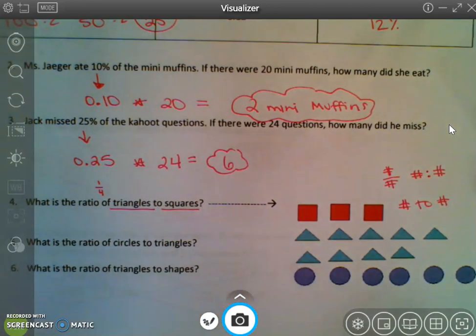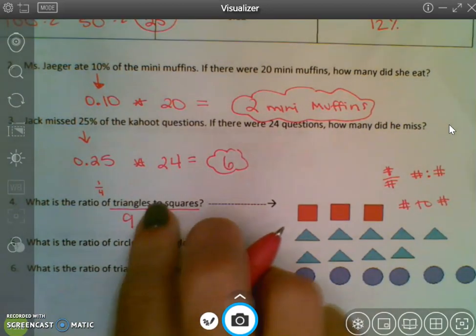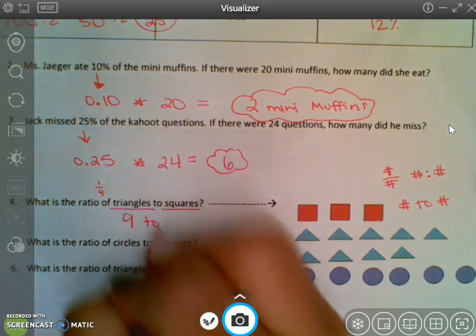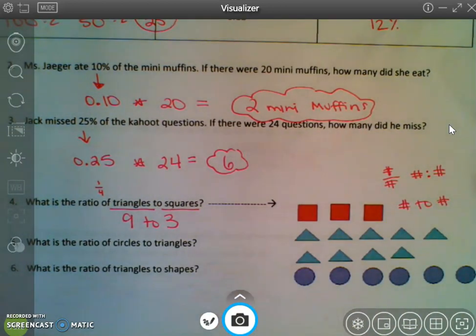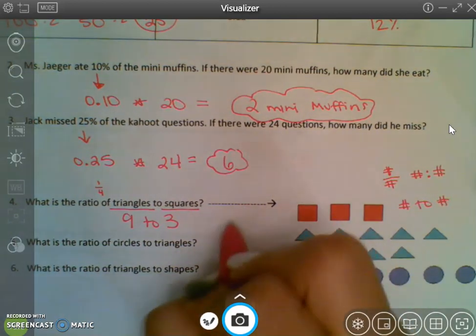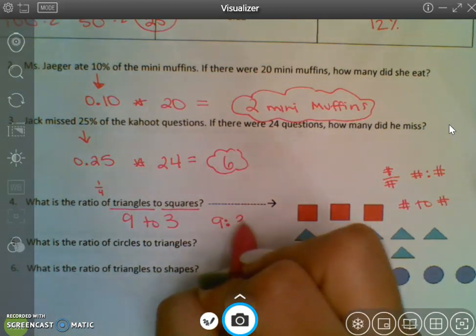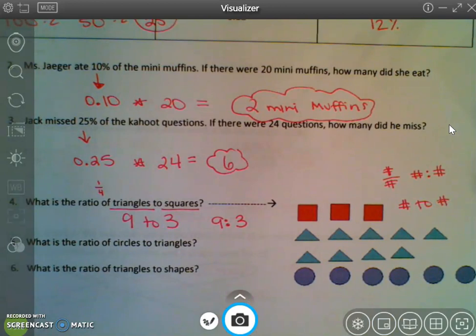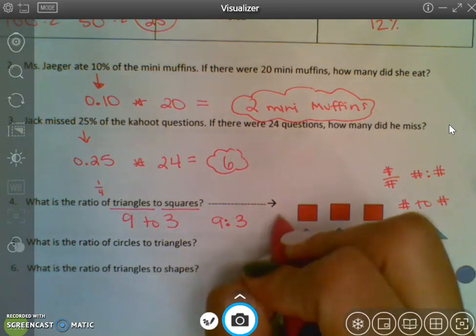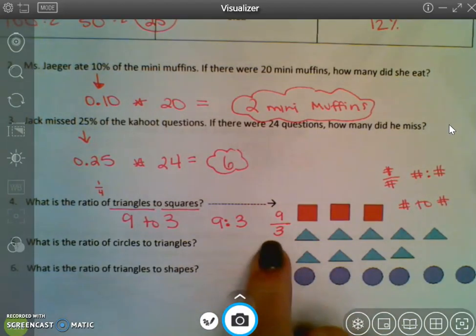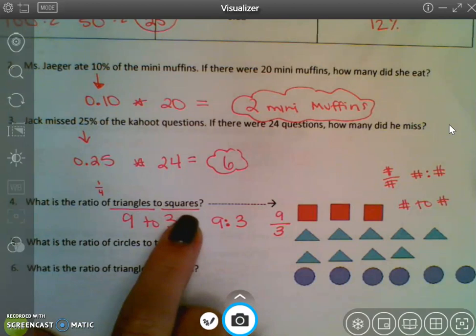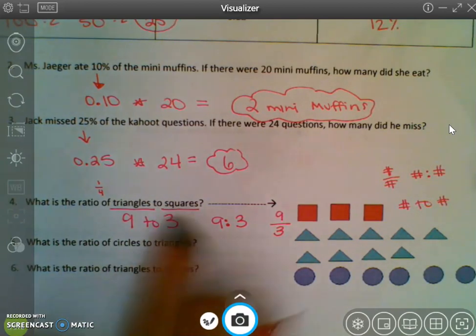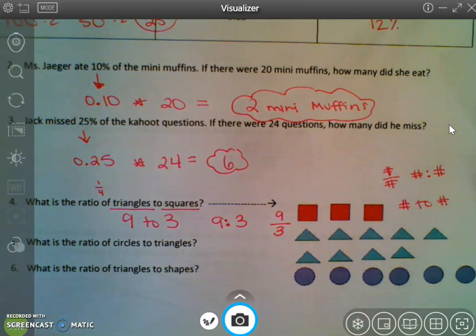So you're going to count up your triangles. 1, 2, 3, 4, 5, 6, 7, 8, 9. Squares, there are 3. So 9 to 3. You're done. Or you could write it as 9 colon 3. Or you could write it as 9 over 3. Just make sure if you're doing a fraction, the triangles have to be on top and then the squares, because you read left to right and you also read top to bottom.